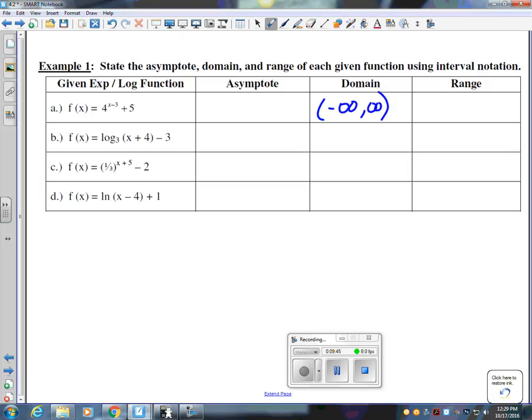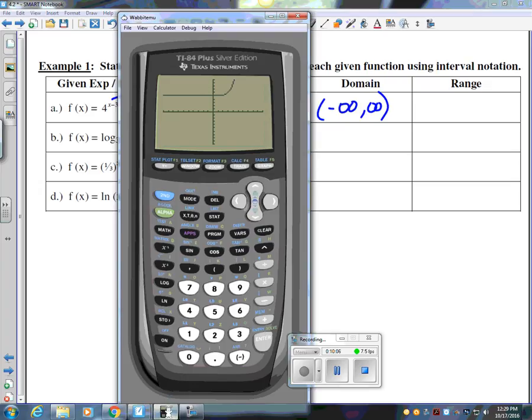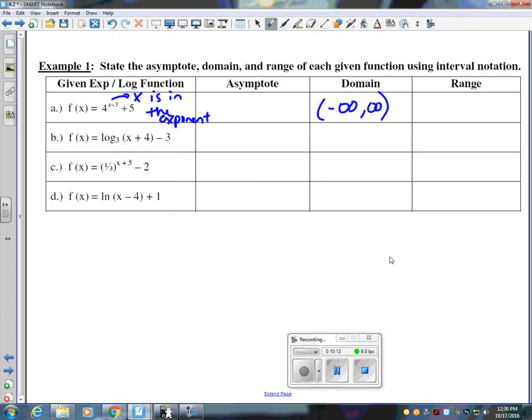If you look up at the top of your notes, you also know that if x is in the exponent, then it will always have a domain of negative infinity to infinity. But the calculator will help you if you don't memorize that. All right, if you look at the calculator again, the range is +5 to infinity. It also has an asymptote, a line that it never crosses, at y equals 5. So y equals makes it a horizontal line. Okay.